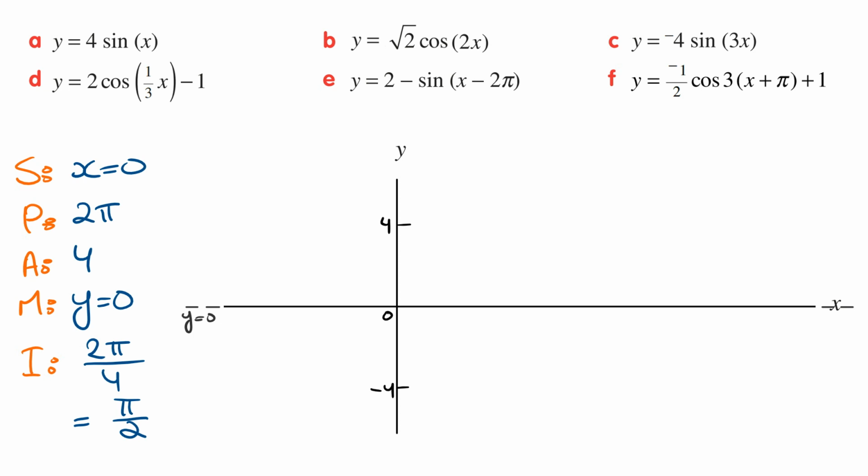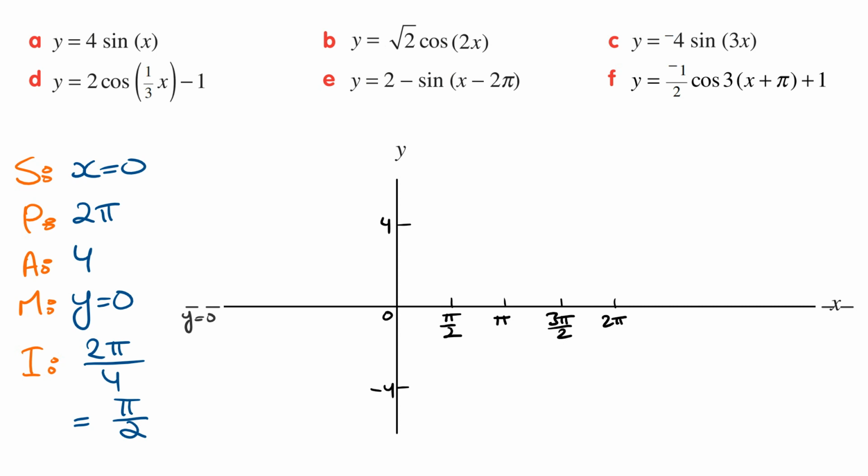And then from here, we need to mark our 4 intervals. We know that the intervals are pi on 2 units apart. And so starting from 0, we go pi on 2, and then 2 pi on 2, which is the same as pi, and then 3 pi on 2, and then 4 pi on 2, which is the same as 2 pi. And that should be 1 period.